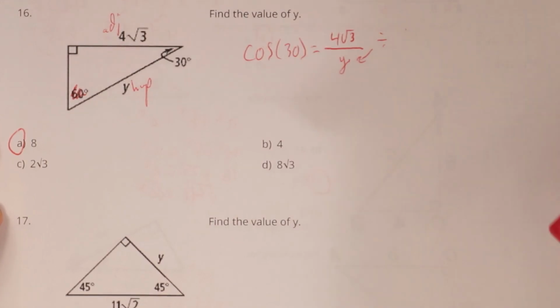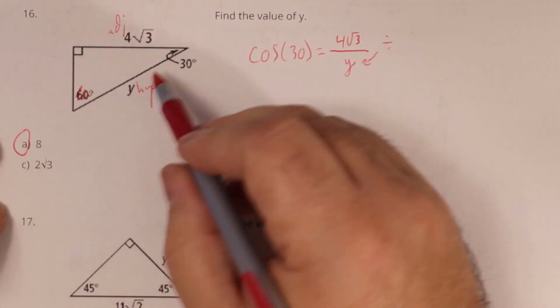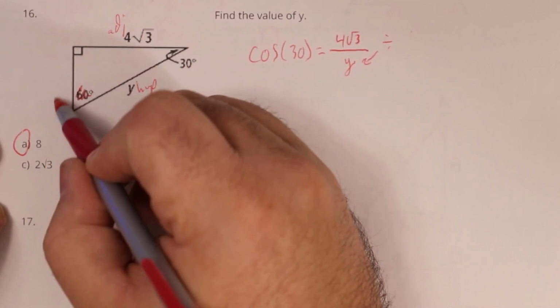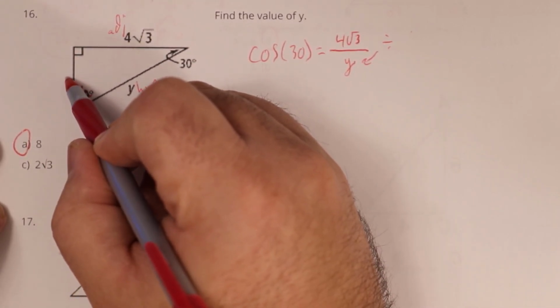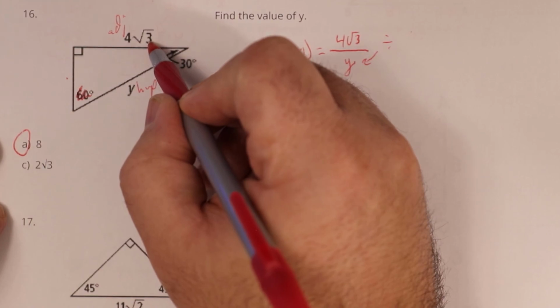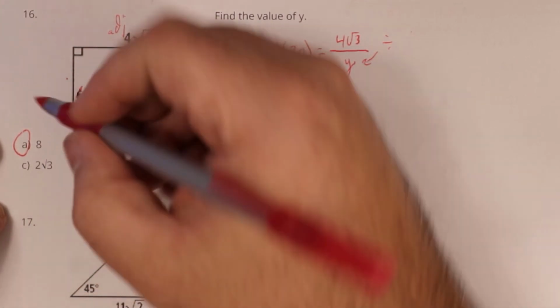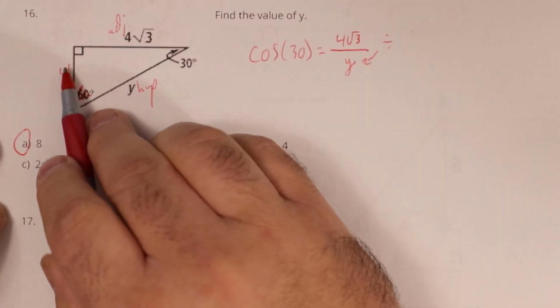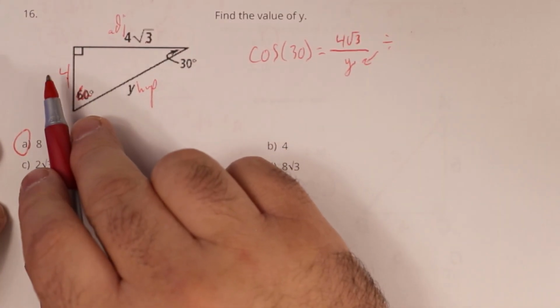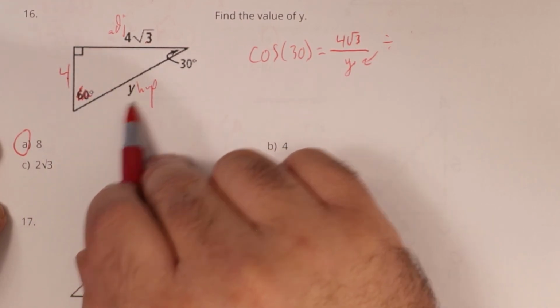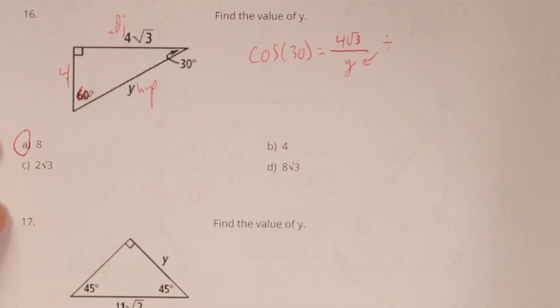If you see the shortcut, because this is a 30, 60, 90 triangle, the rule on a 30, 60, 90 is always find the short side first. And from here, you multiply to get to the long leg. But if you're going in reverse, you're going to divide by the square root of 3. And this side is 4. And once you know this side is 4, the short side times 2 will get you to the hypotenuse. That still gives you 8. So either way works.